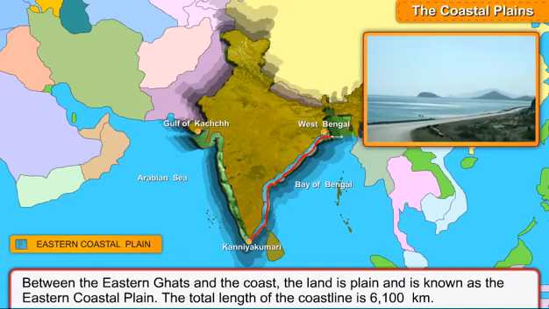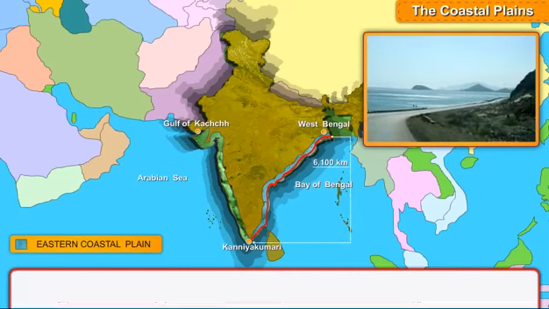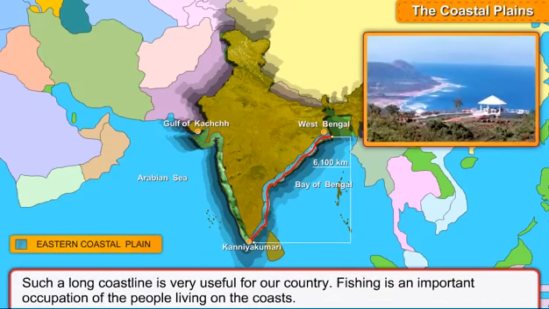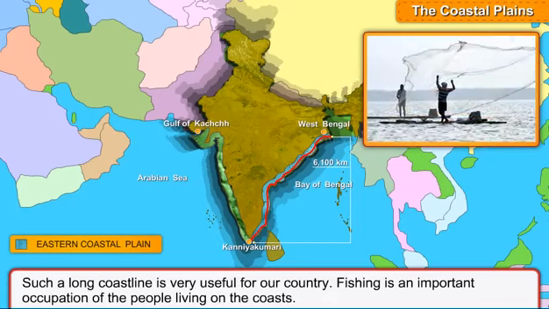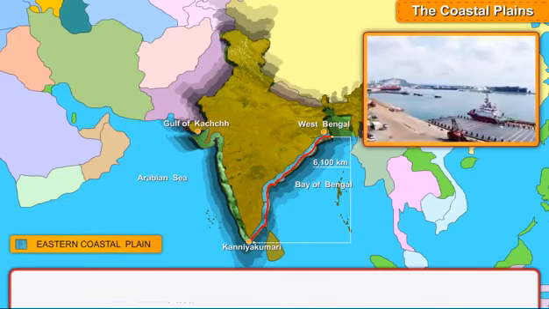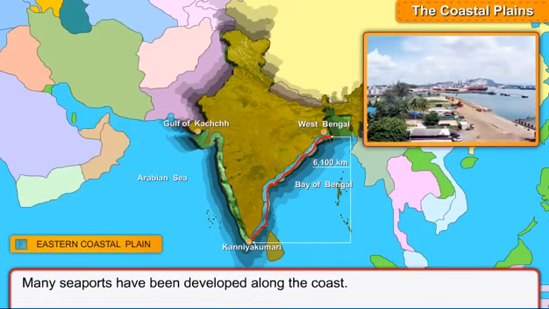The total length of the coastline is 6,100 kilometers. Such a long coastline is very useful for our country. Fishing is an important occupation of the people living on the coasts. Many seaports have been developed along the coast.